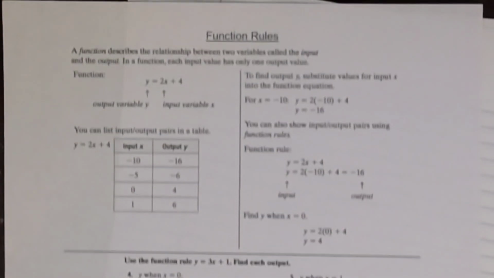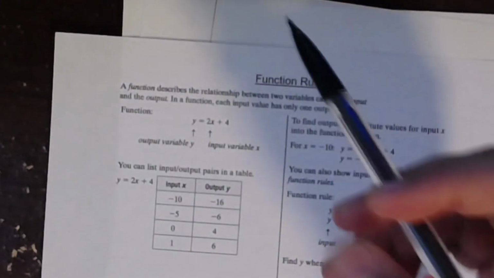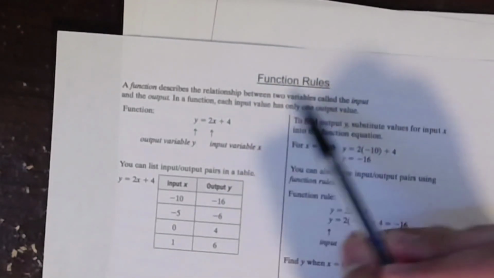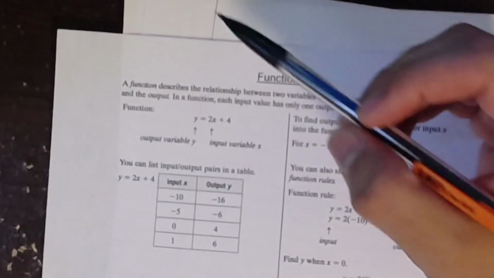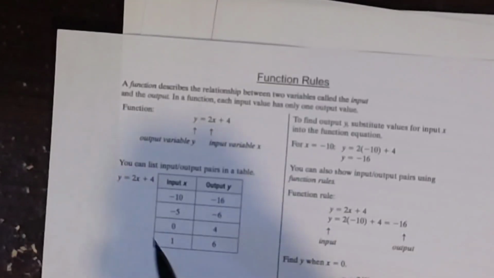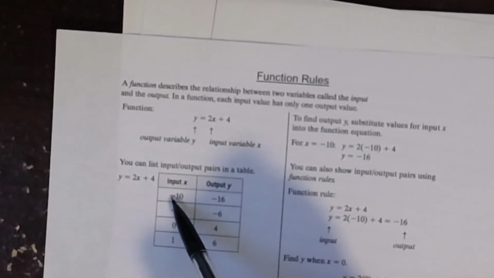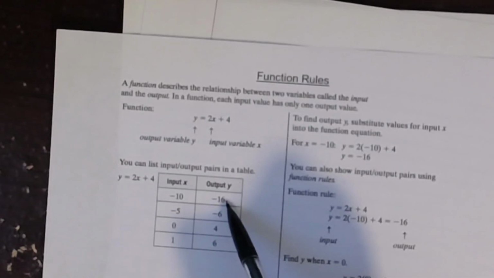Now, let's see what we have here. Usually we put y for the output. In an equation of a line, a linear function, we usually write y as the output and x as the input. It's the customary thing to do. As you can tell, you can look at it like a machine. You put a -10 into this equation, and after you do your math, you get -16 out.